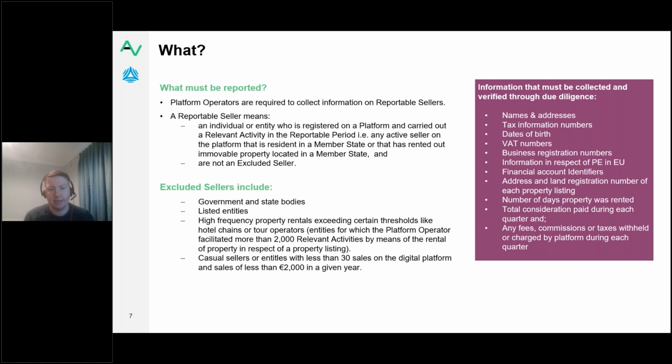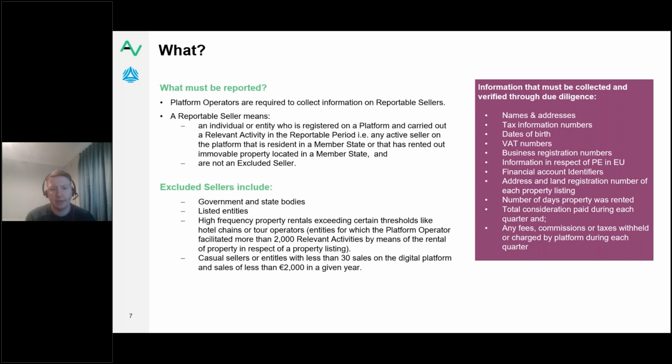An excluded seller is a government or a state body, a listed entity such as a PLC or any entity that's listed on a stock exchange. And then there is sort of an out for property rental companies and hotel operators where they have rented out their property over 2,000 times in a single year. So for example, if you take booking.com, which would be an operator, if a hotel had only been let out less than 2,000 times in a year, they would not be an excluded seller, and booking.com would have a requirement to report them on a DAC 7 return.